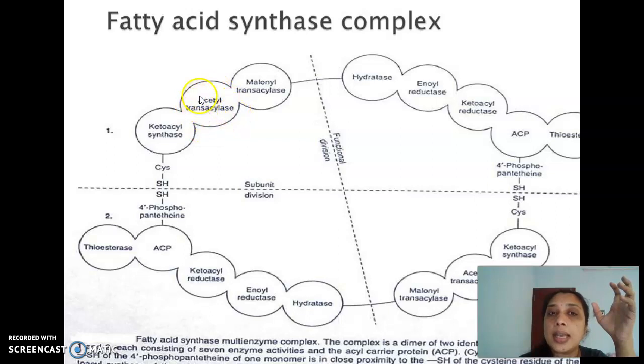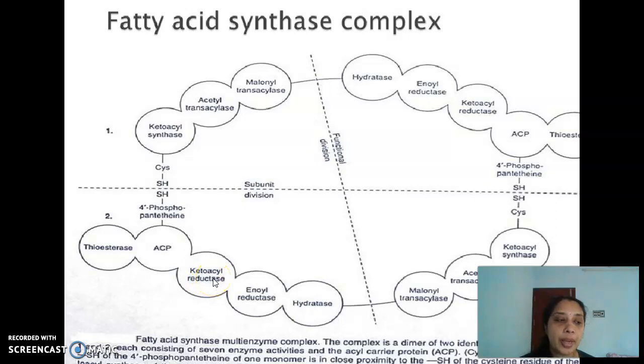So the E1 is acetyl transacylase. The E1, first enzyme of fatty acid synthase complex is acetyl transacylase. Clear? E2 is malonyl transacylase. So E3 will be ketoacyl synthase. So even though this is how the proteins are arranged, this is not the correct order of enzyme activities. E1 is acetyl transacylase. E2 is malonyl transacylase. E3 is ketoacyl synthase. Now which is E4? E4 is ketoacyl reductase, the one adjacent to ACP.